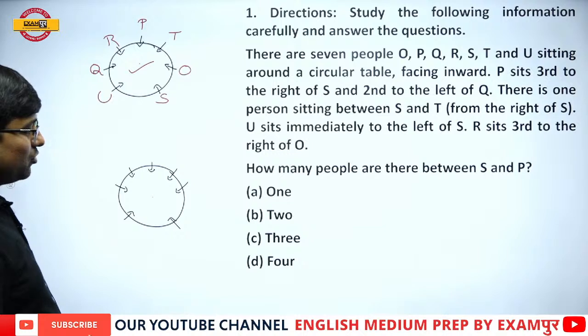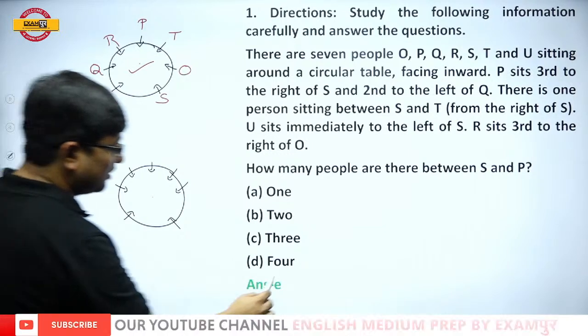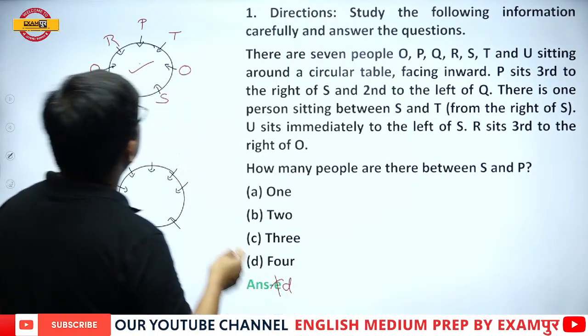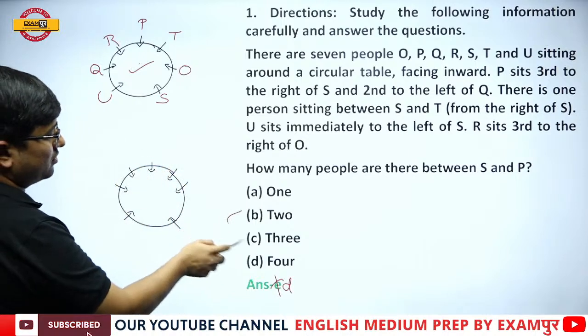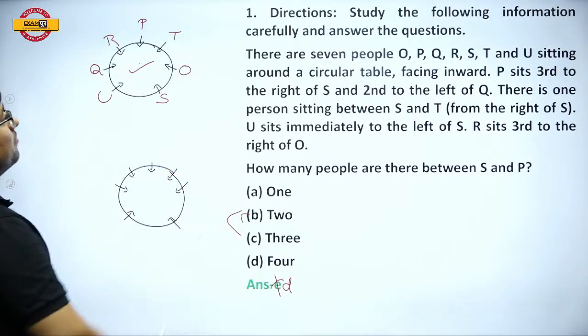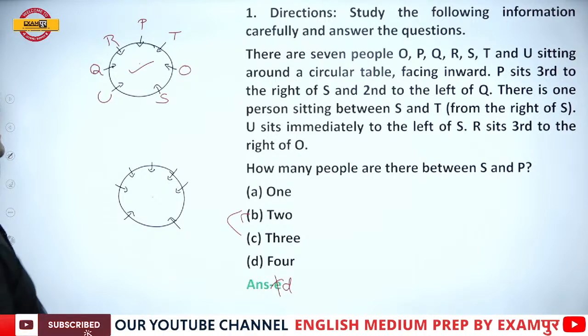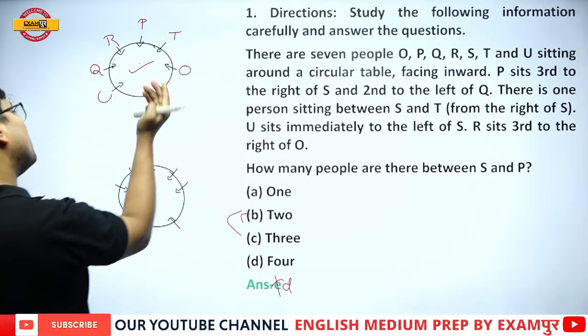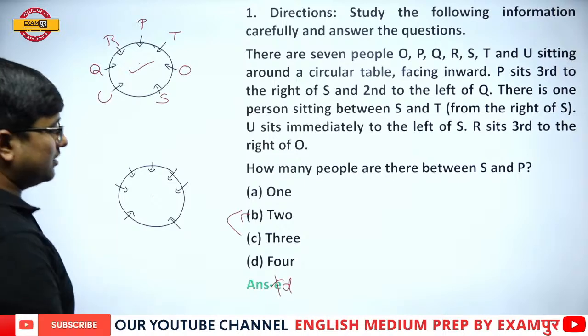2 only. But 2 and 3 is also available. So the answer will be an option which says both 2 or 3. Because the number of people between S and P from the right of S are 2, and from the left of S are 3. So the right answer is both 2 or 3.